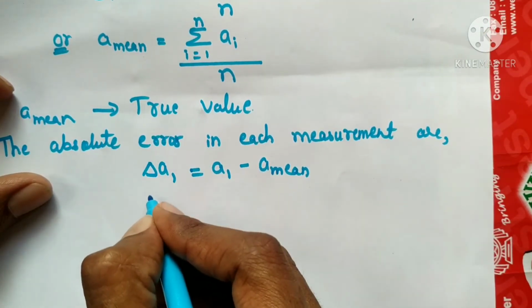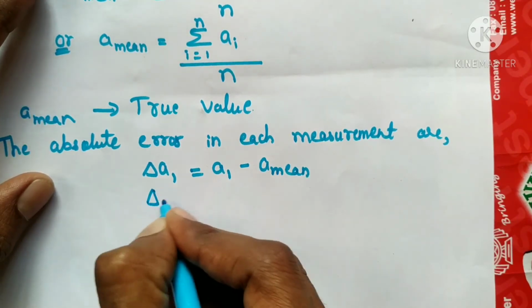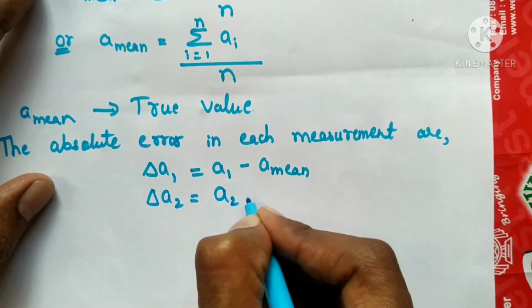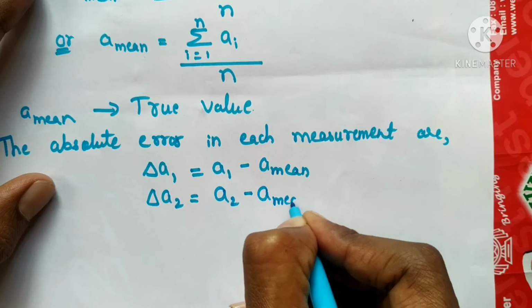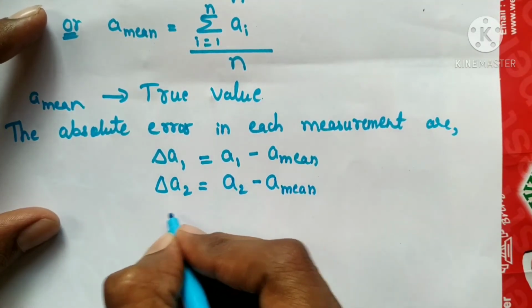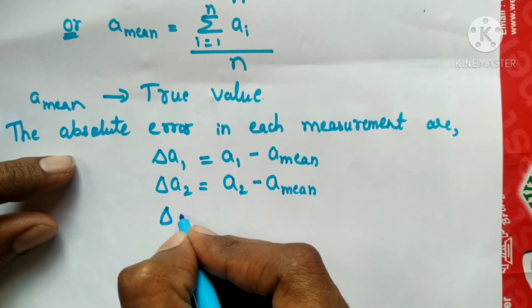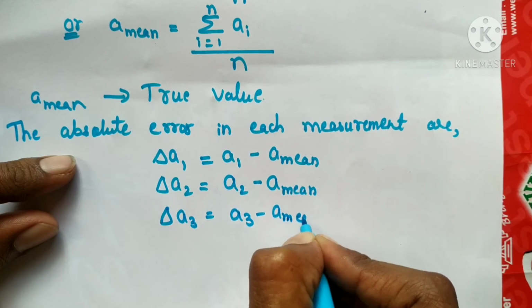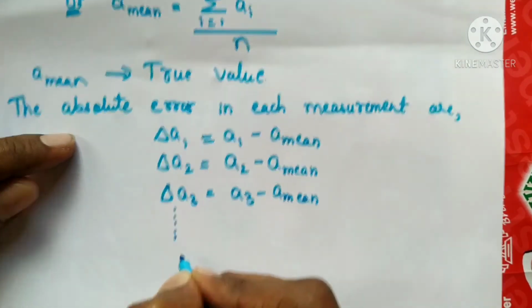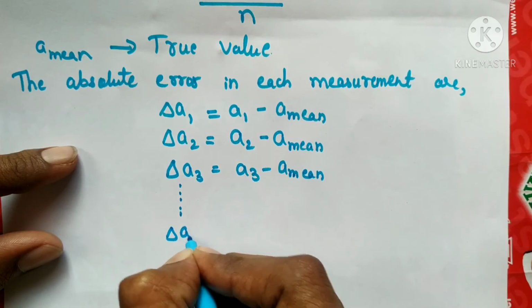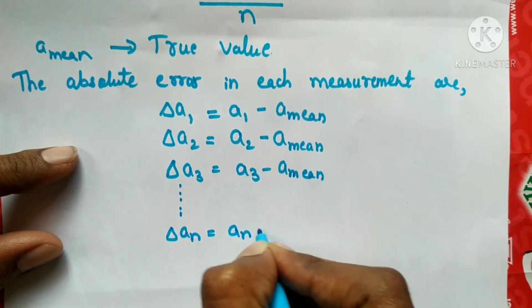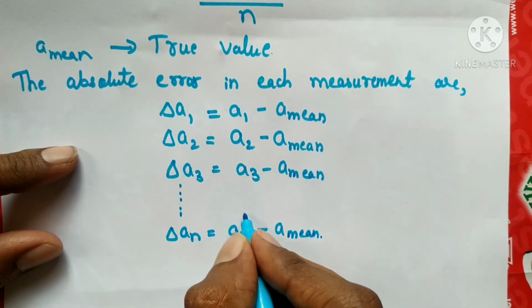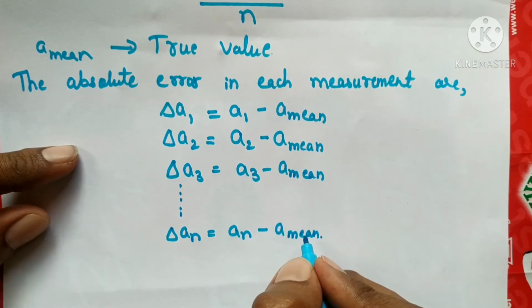In the same way, the absolute error in the second measurement can be written as delta A2 equals, again, the difference between the individual measurement and the true value, that is A mean. In the same way, the absolute error in the third reading, delta A3, is A3 minus A mean. In the same way up to AN, delta AN is AN minus A mean. Okay, it is very simple. It is the difference between the individual measurement and the true value of the physical quantity.